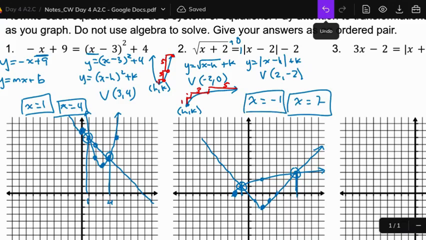So I'll put up a key to this so you can look at this later to see how you're doing with the other problems, but that's how we solve by graphing.